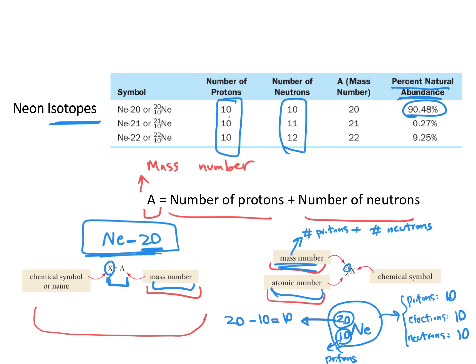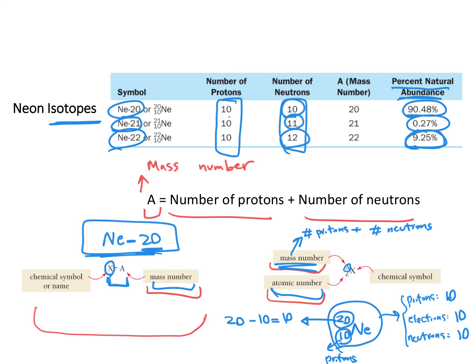that 90.48% of neon atoms in nature have 10 neutrons, 0.27% have 11 neutrons, and then 9.25% have 12 neutrons. So almost 90% of neon atoms that exist are neon 20. Almost 0.3% of neon atoms are neon 21, and almost 9% are neon 22.